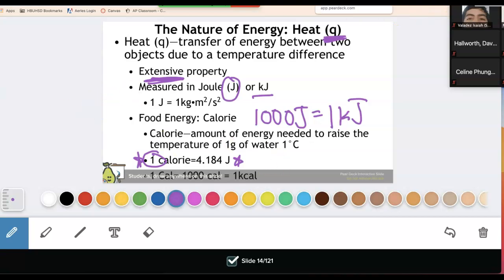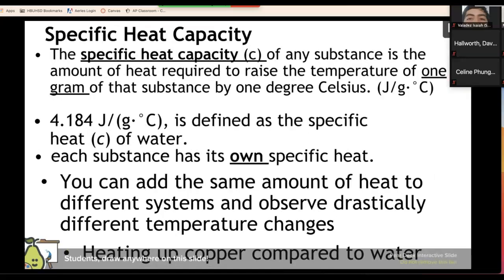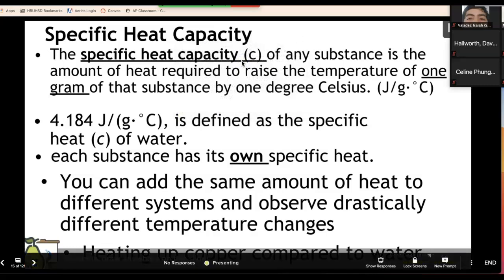All right, so in a new equation we're about to learn, I haven't gotten quite there yet, we have something called specific heat capacity. And specific heat capacity is represented by little baby c, lowercase c.